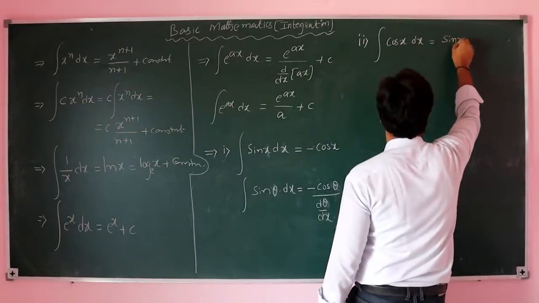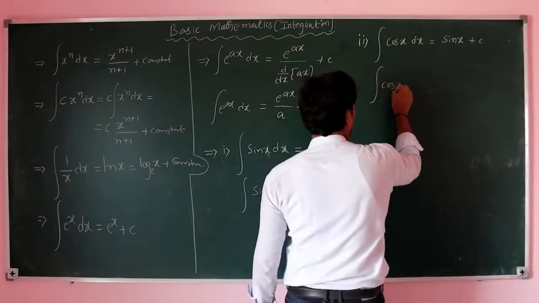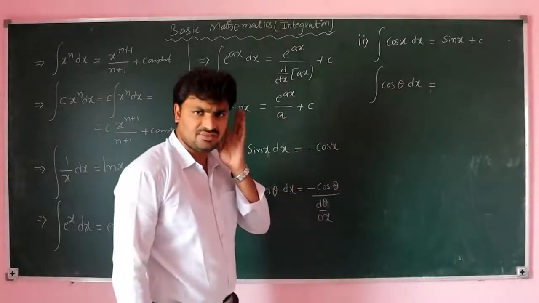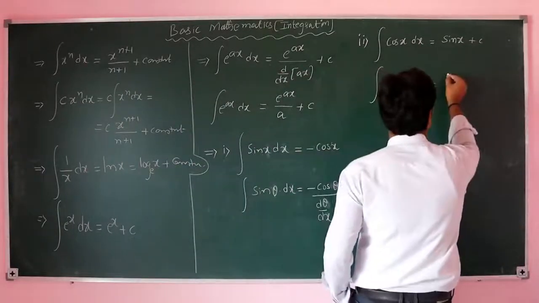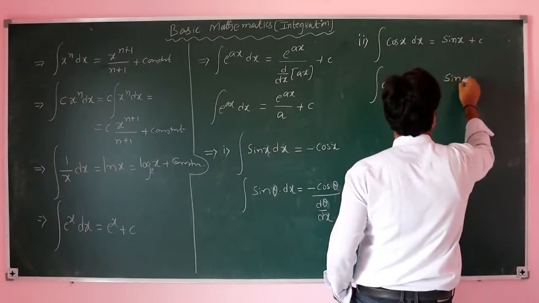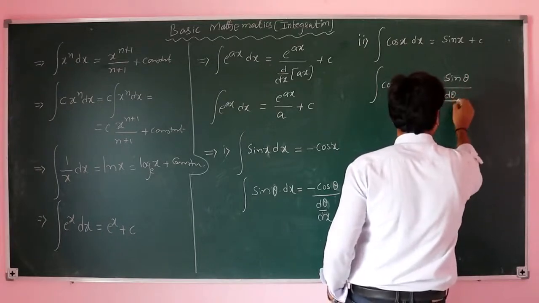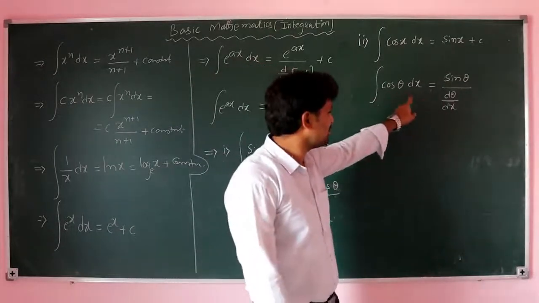Cos function is a sine plus constant. Integral cos theta dx, where theta is another function. So that means what we have to take? Integral cos gives sine theta, multiplied by d theta by dx, the differentiation of theta.